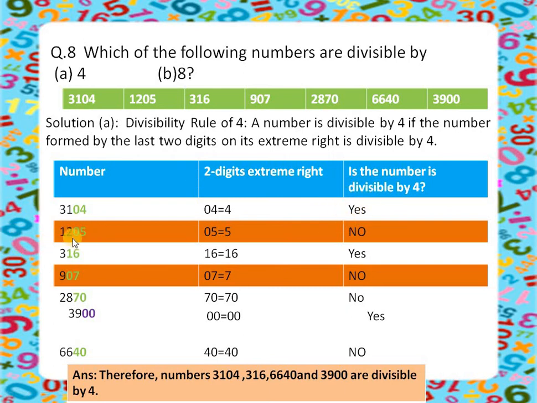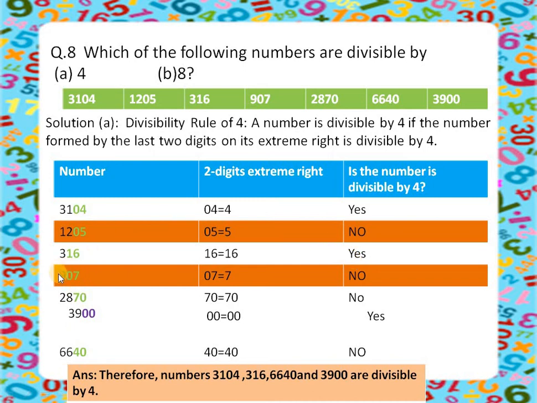Next, 1205. Look at the extreme two right digits, 05, so 5. It is not divisible by 4. In the same way, 316: the extreme two right digits are 16, and 4 fours are 16. So yes, it is divisible by 4.